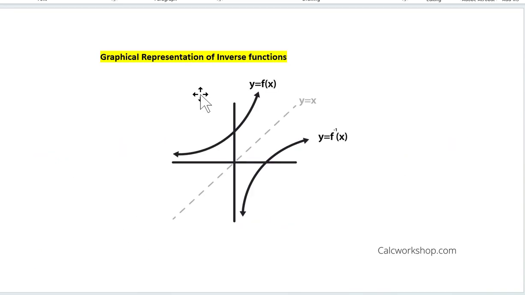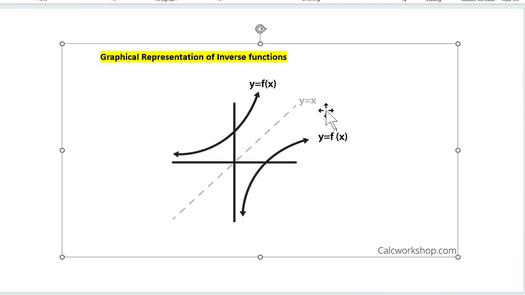For the graphical representation of inverse functions, because the domain and the range are swapped, the original function is y equals f of x, and because we swapped x and y, we get x equals f of y, and then the inverse function is like this. The inverse function is the reflected image against the line y equals x. So like this.